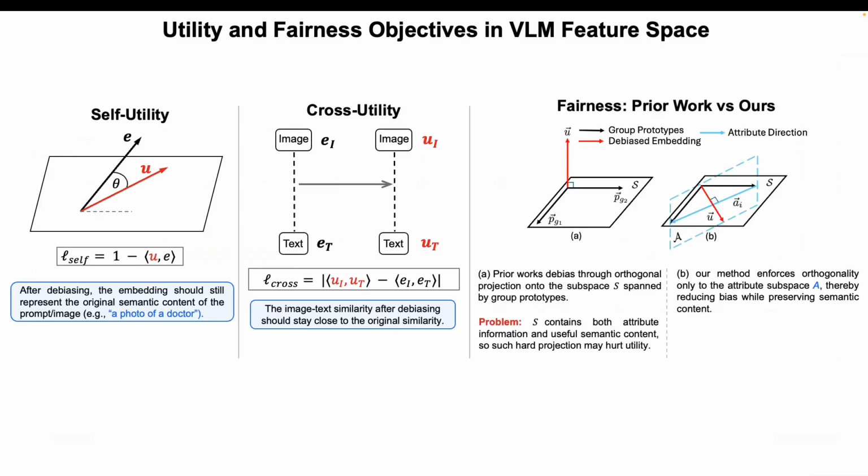And for fairness, prior works debiased through hard orthogonal projection onto the subspace S spanned by group prototypes. The problem is that the subspace S contains both attribute information and useful semantic content, so such hard projection might hurt utility. Our method instead enforces orthogonality only to the attribute subspace A, thereby reducing bias while preserving semantic content.